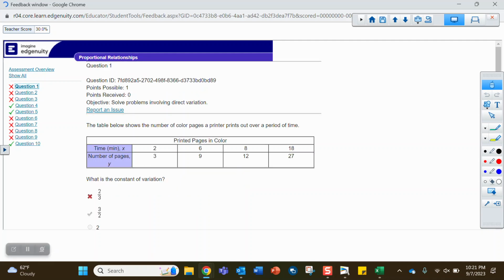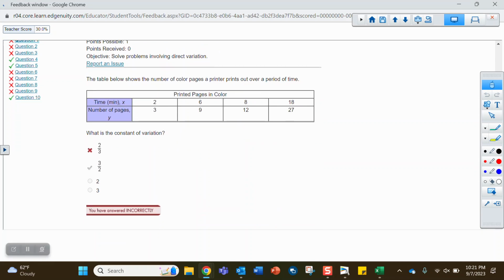Hey Sam, I have your quiz here. The first question you missed says that the table below shows the number of color pages a printer prints out over a period of time. What is the constant of variation?